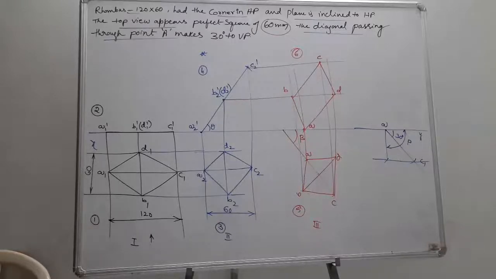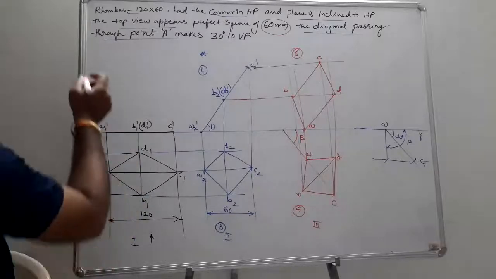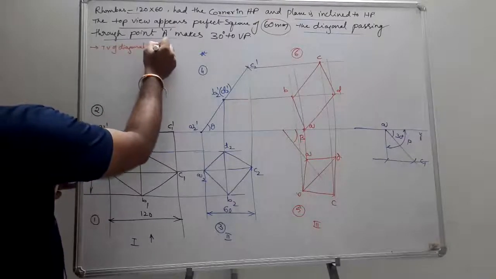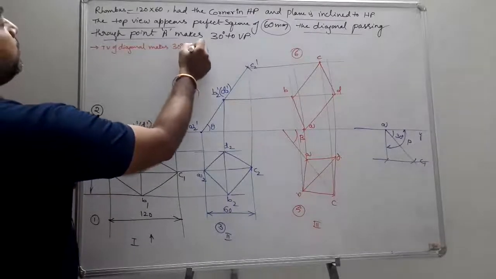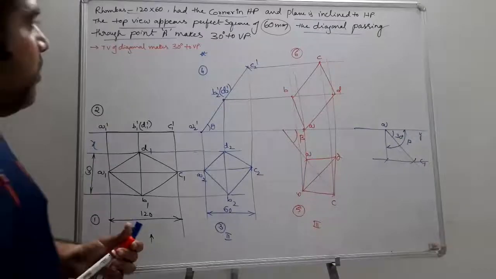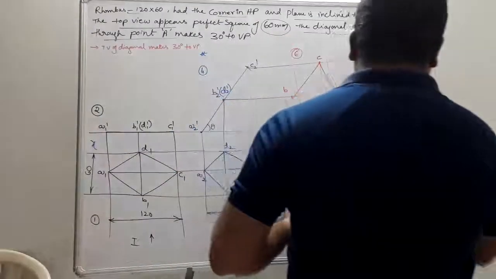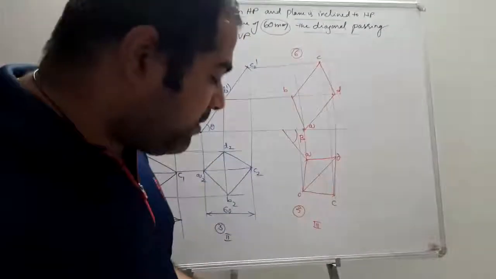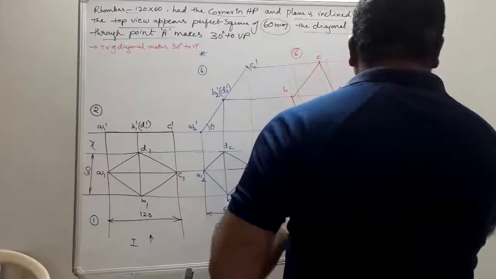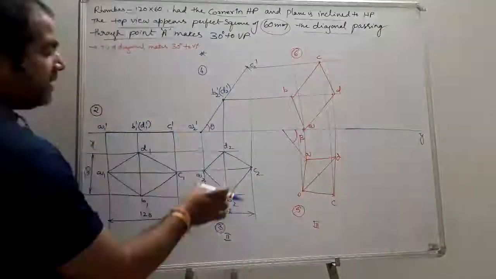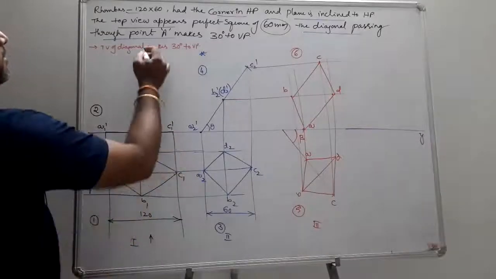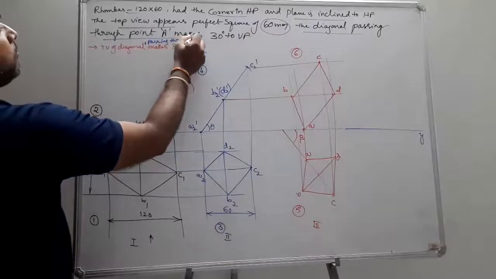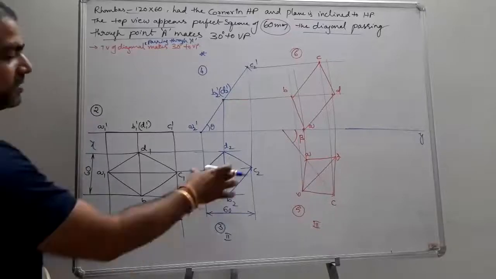Students, if in the same problem he just gives another bit, top view of diagonal makes 30 degrees to VP, then what do I have to do? If the top view of the diagonal makes 30 degrees, that is, the top view of the diagonal AC passing through point A, that means AC is making 30 degrees.